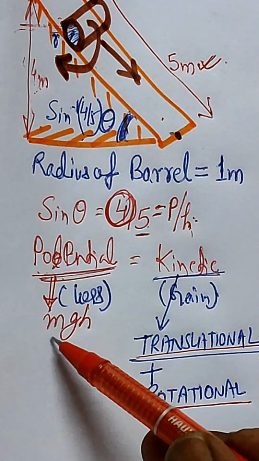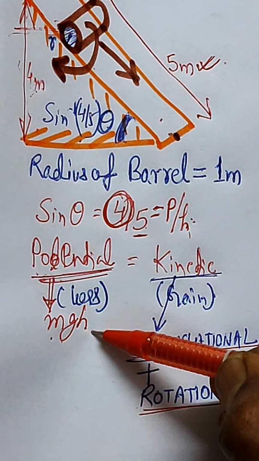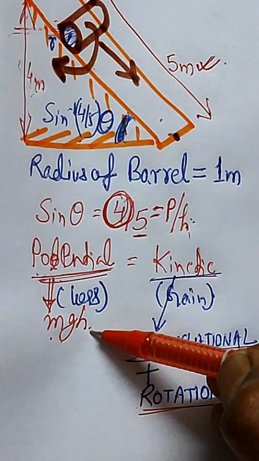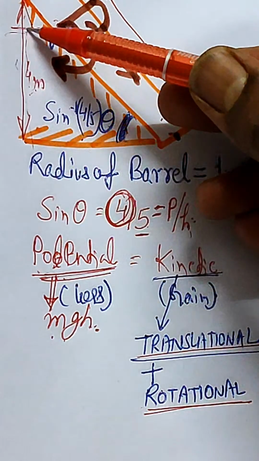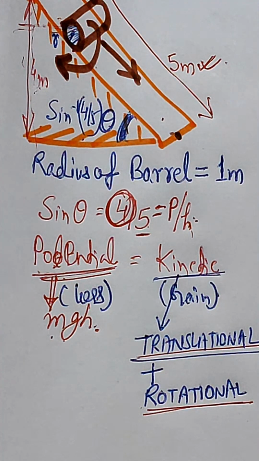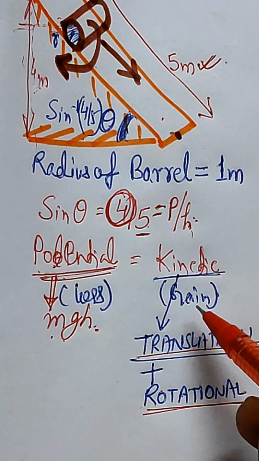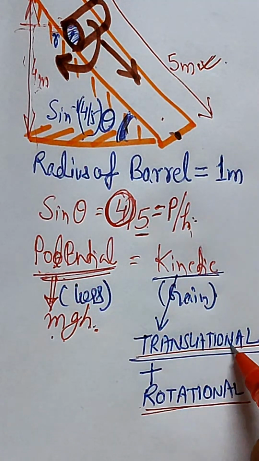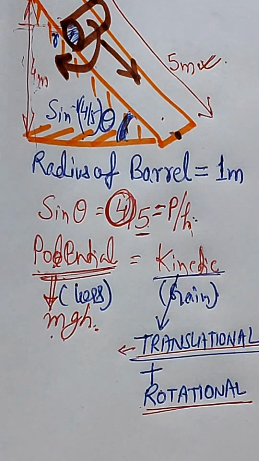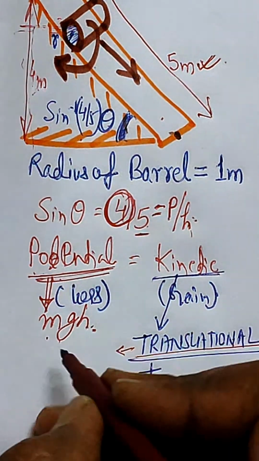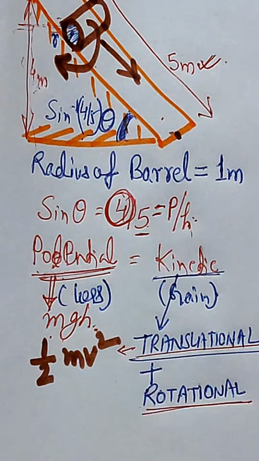And this potential energy is attained due to the position of this cylindrical barrel at a height of 4 meter, right? Now what we can do, kinetic energy of translational, what is the value of this? The translational kinetic energy is half mv square, right?